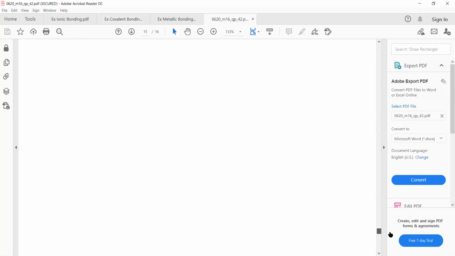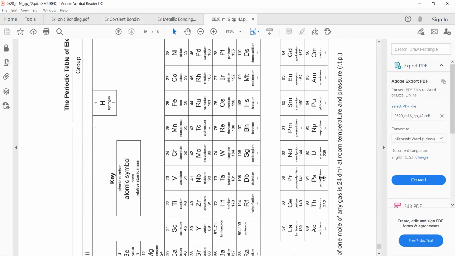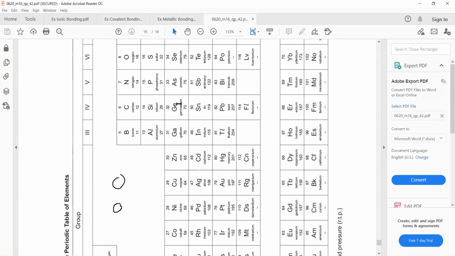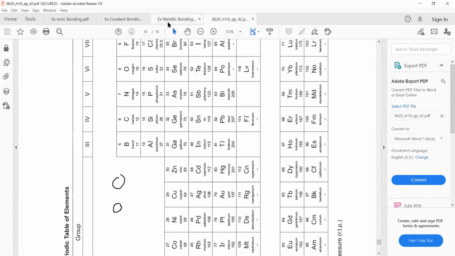So the periodic table is given. You just have to identify from the periodic table. So here you can see these are the atomic numbers: beryllium, hydrogen, sodium. So carbon, this was atomic number, and this is atomic mass. So we are taking atomic number because we need electron number.